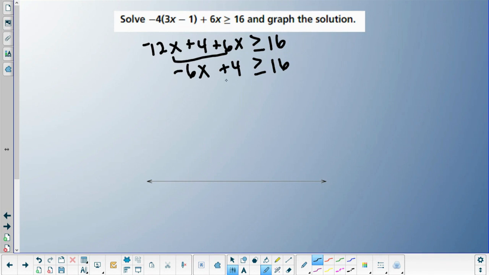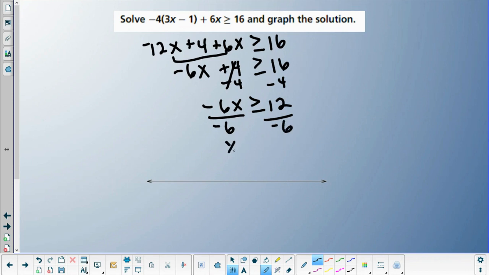But I have to move the 4 first. So I'm going to go ahead and subtract 4 from both sides. So I have negative 6x is greater than or equal to 16 minus 4, which is 12. And then if I divide by that negative, ding, ding, ding, in my head these bells and whistles are going off. I get x is less than or equal to negative 2. And that is my solution. So don't forget about flipping that sign. That is usually the number one mistake when it comes to solving inequalities.